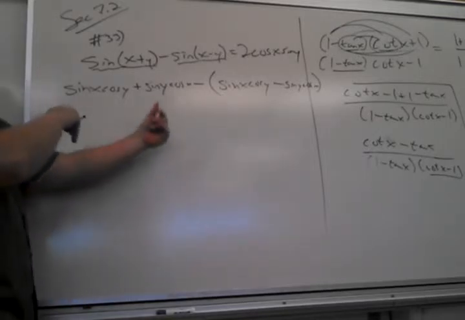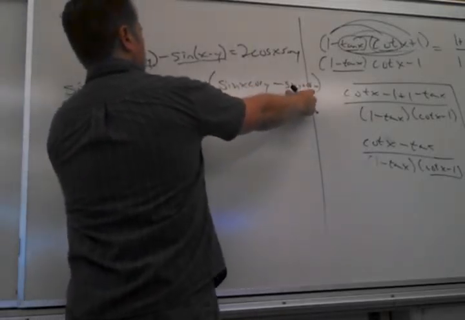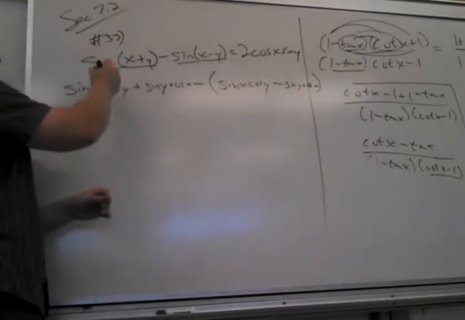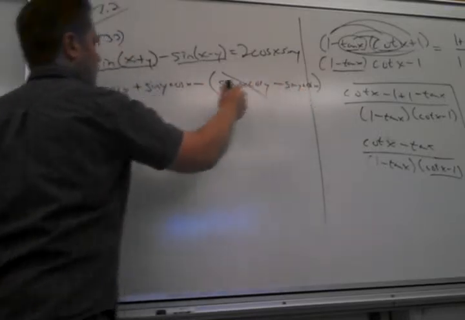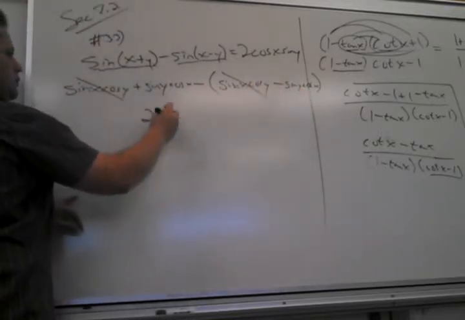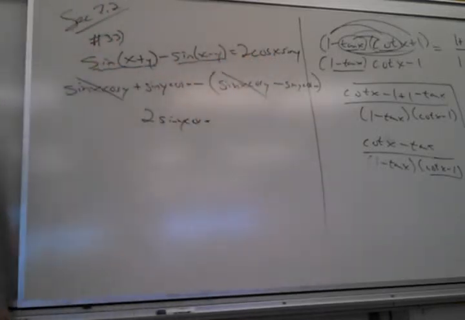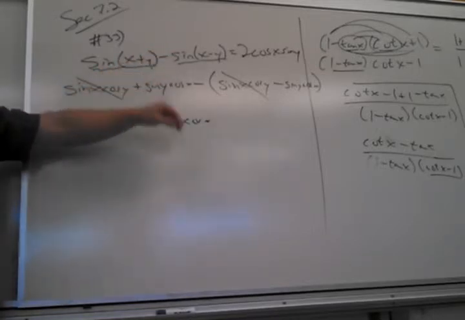All right. So you see that these guys here, this and this, they cancel. Sine y cosine x minus negative, so plus sine y cosine x, is 2 sine y cosine x, which is the same thing as that. All right, so those would be a lot quicker. They just want you to get used to using the addition and subtraction formulas.